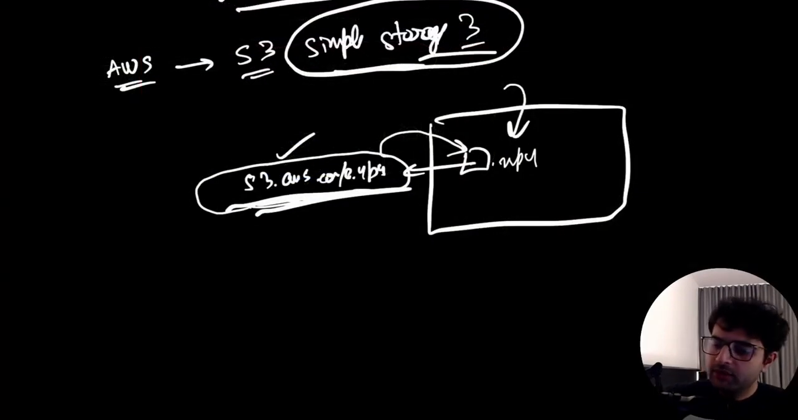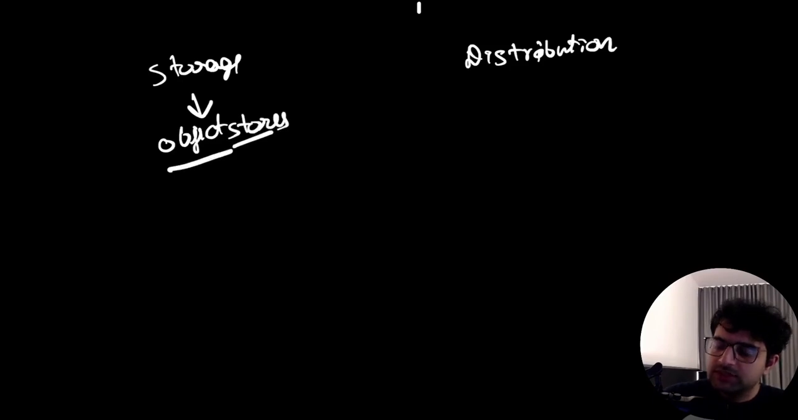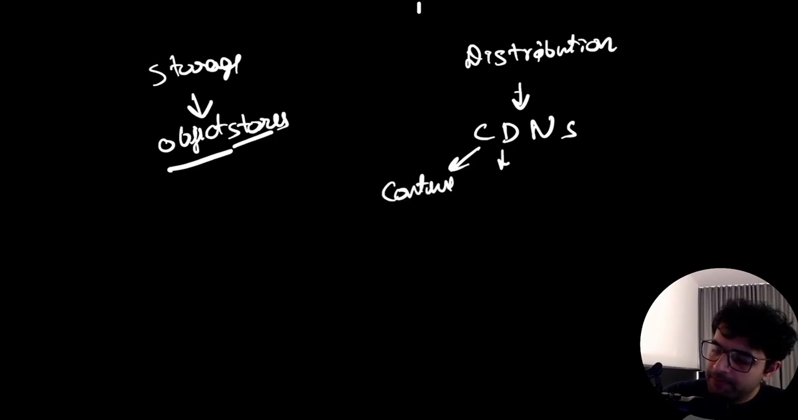Let's understand what that way is. For that, we need to understand a jargon called CDNs, or Content Delivery Networks. What were the two jargons we had to understand? Storage and distribution. For storage, we understood something called object stores. Object stores is where we store data. For distribution, I'm going to introduce another term called CDNs, or Content Delivery Networks.